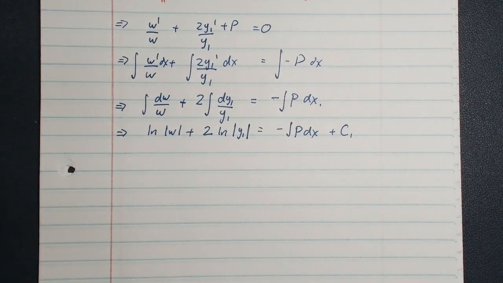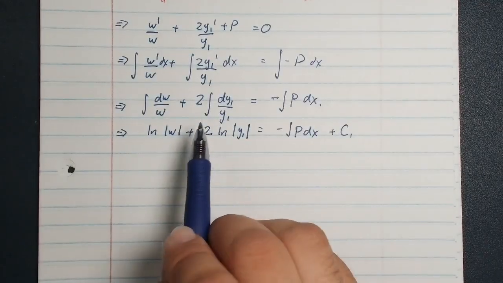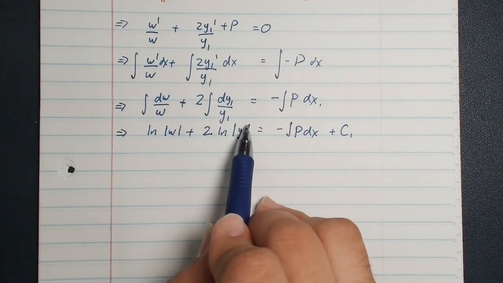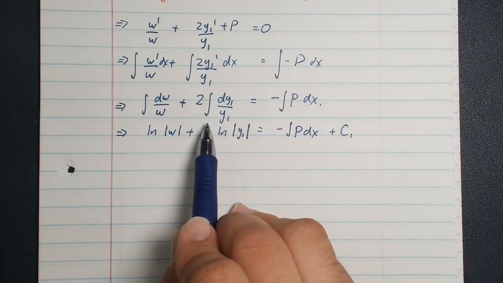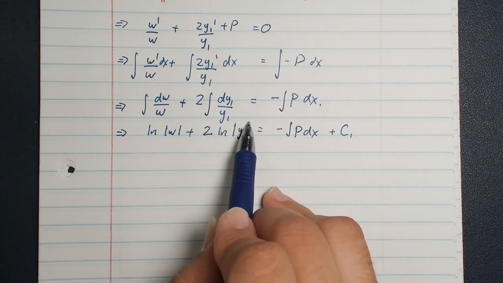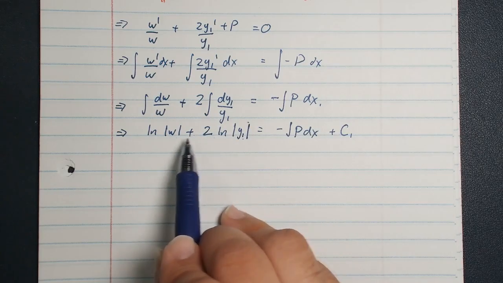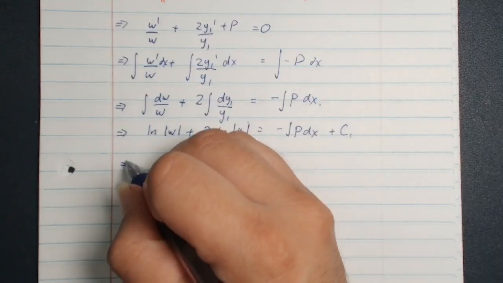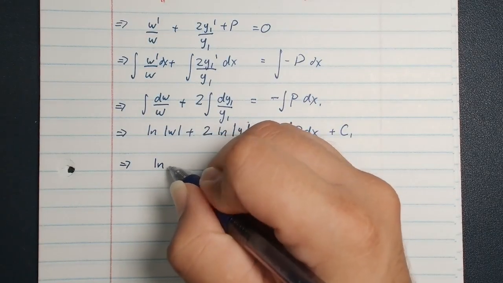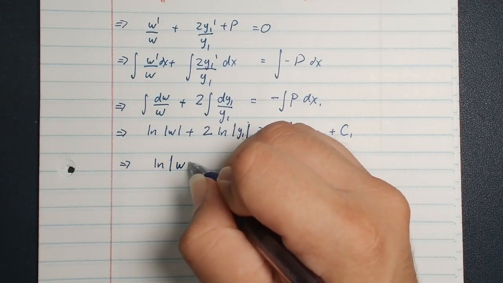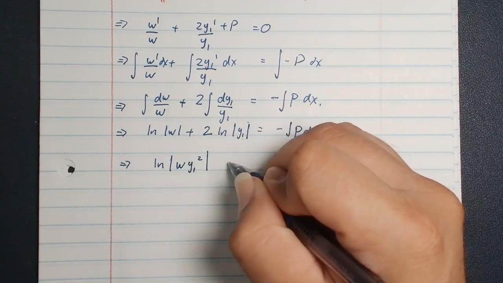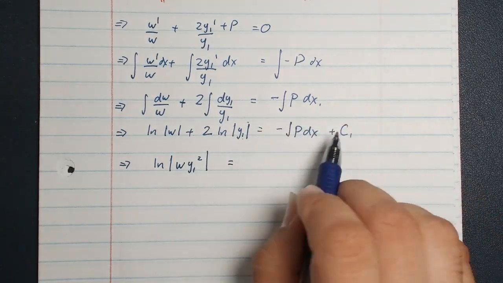All right, so now I do have a nice property of logarithms that says coefficients can be brought up as powers. So this is y1 squared. And then since I'm summing two logarithms, I can multiply their arguments. So this gives me natural log of absolute value wy1 squared is equal to, and then over here I'm going to leave that alone for now.